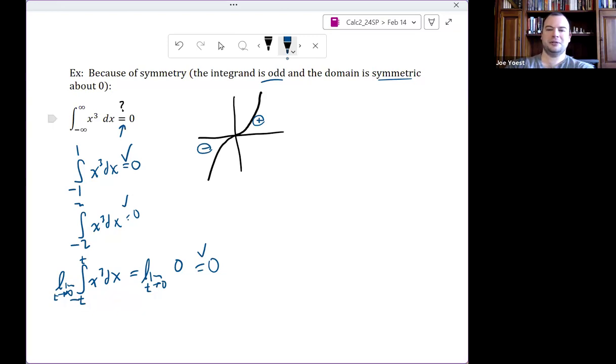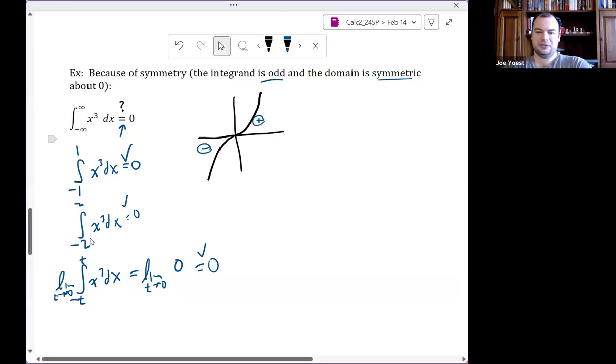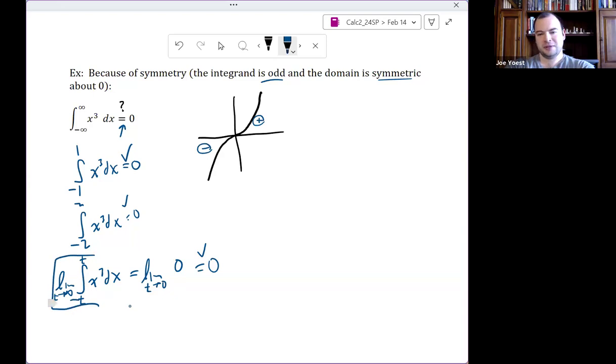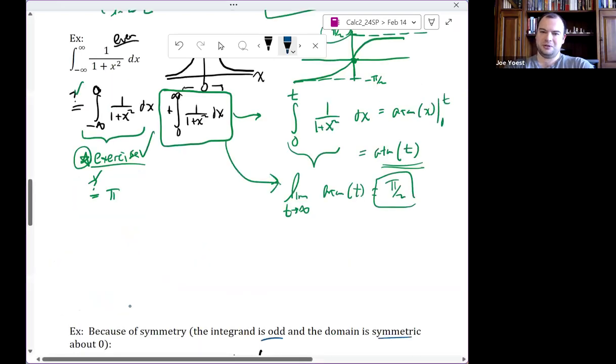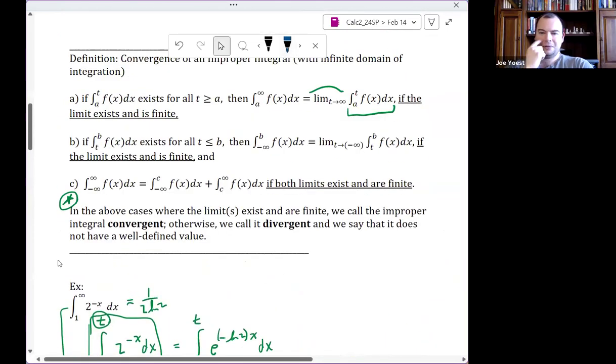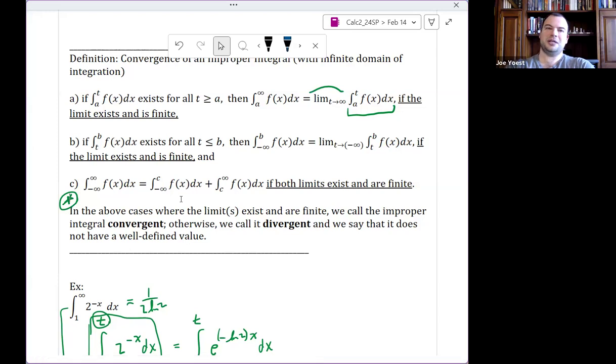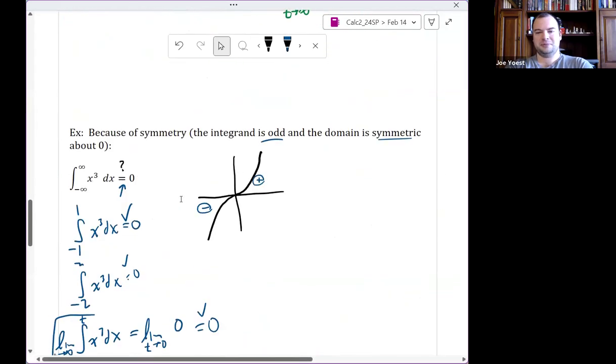Is this a true statement? Let's check. Again, we need to be so careful because, why can't I just do this? Can I just do this? Well, that's not what my definition says. This is what my definition says. It says I need to break it up into two integrals that have singly infinite intervals, and then evaluate them both independently.